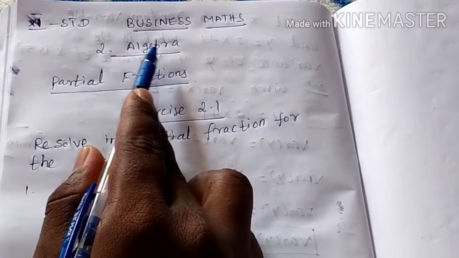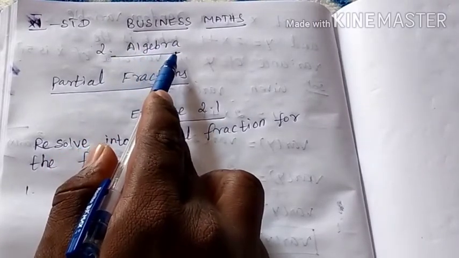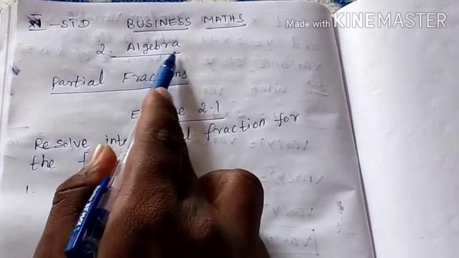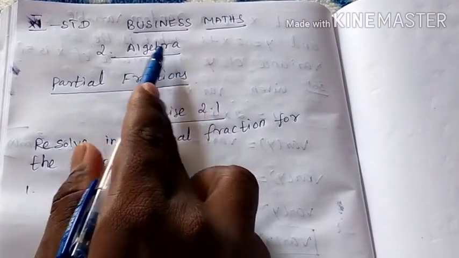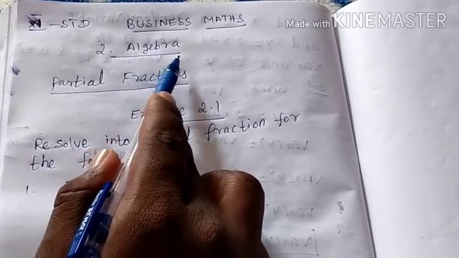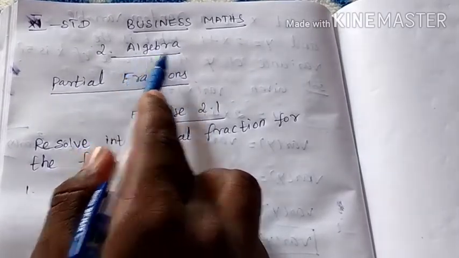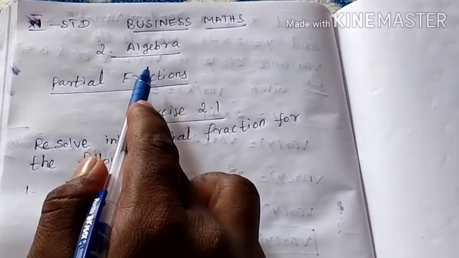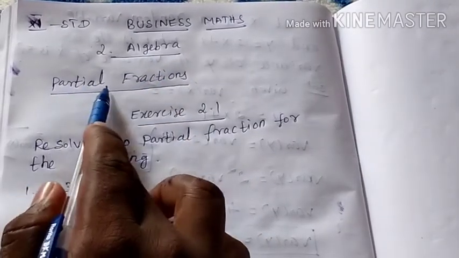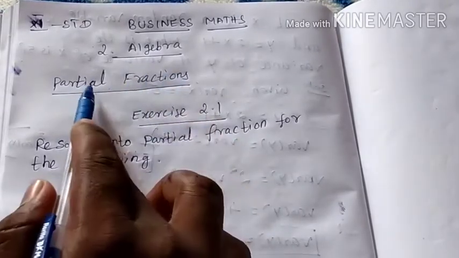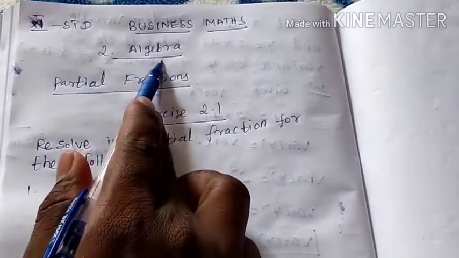The application of algebra is to find the perimeter and area of any plane region, and also to find the volume and curved surface area of the solid sphere. These are the applications of algebra. In this class specially we are going to see about partial fractions. This is a very important topic from this chapter.